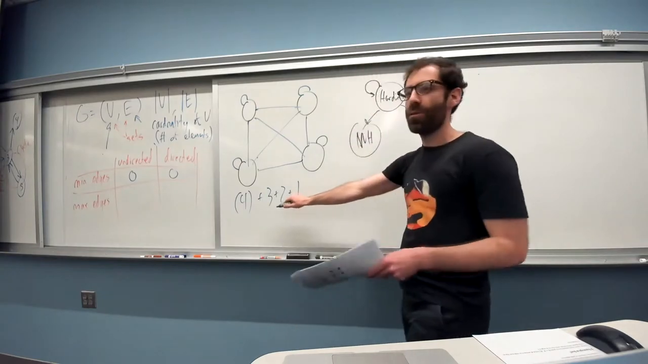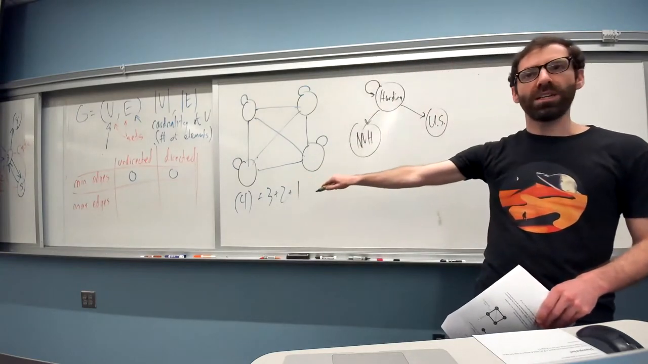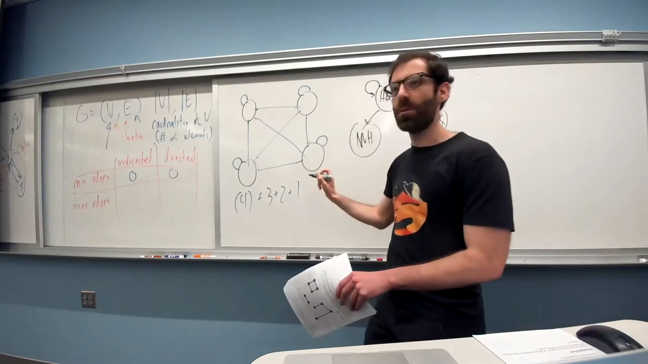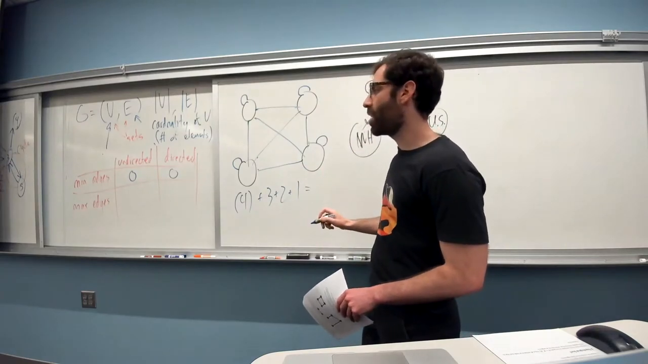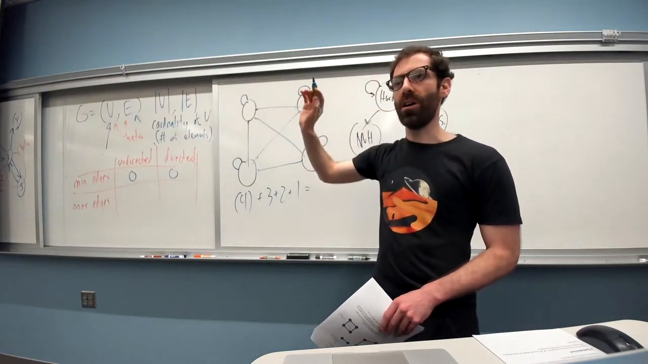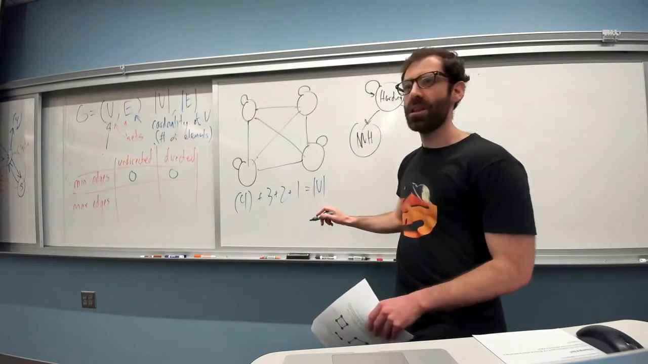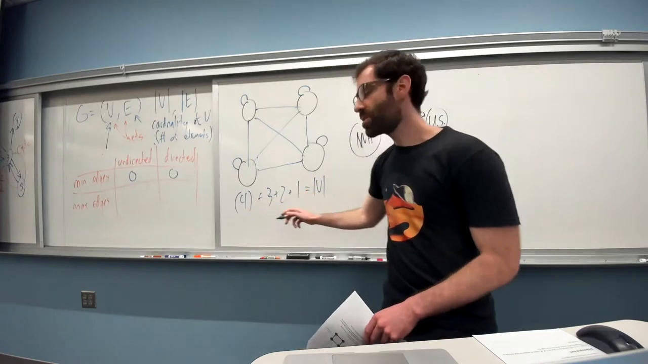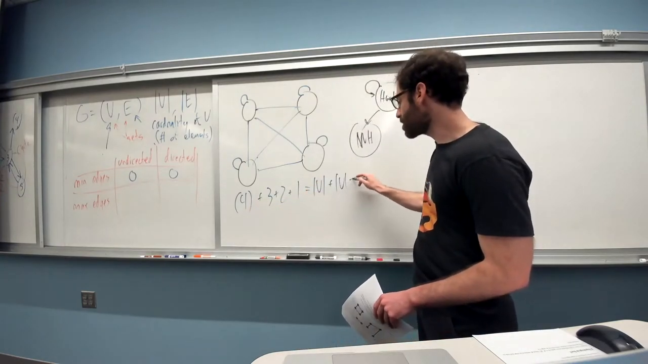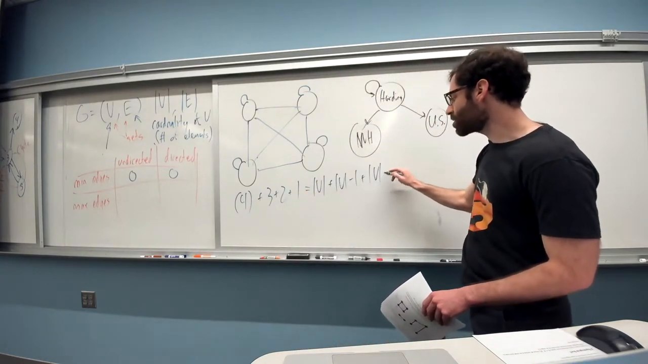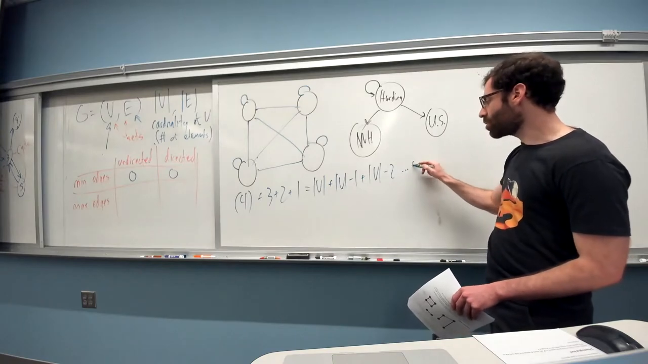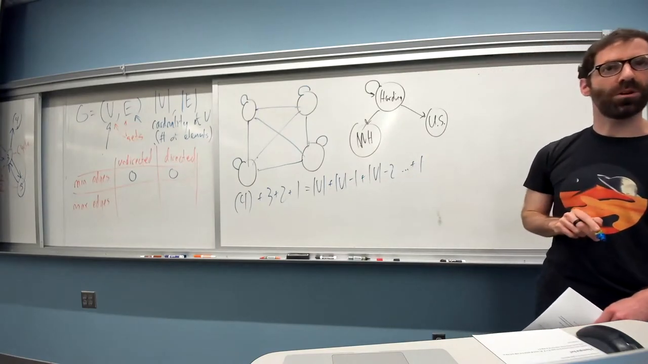So if we write down this sum of all our edges in terms of the number of vertices, we can see that it's the number of vertices for the self edges, plus the number of vertices minus 1, plus the number of vertices minus 2, all the way down to plus 1.